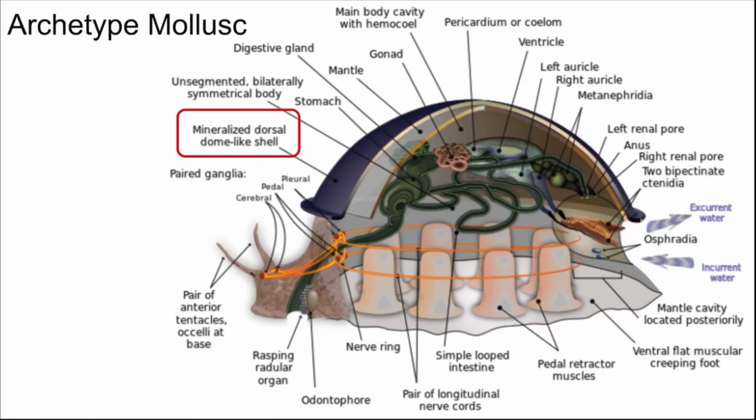The archetype mollusk also has a mineralized dorsal dome-like shell. Underneath this shell is a soft bed of tissue called the mantle. Some mollusks have lost their shells over evolutionary time, but maintain their mantle. Mollusks also have ctenidia. Ctenidia are breathing organs, like gills, that must remain wet to function.